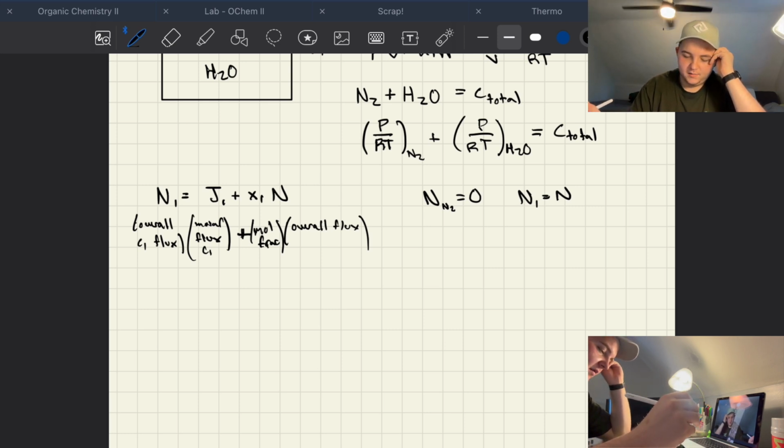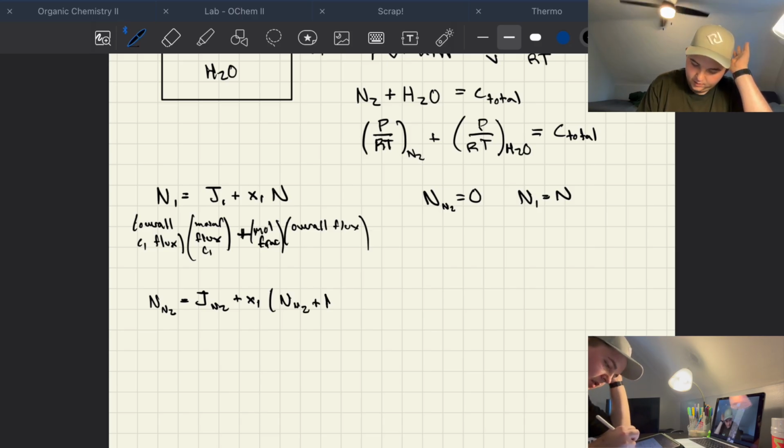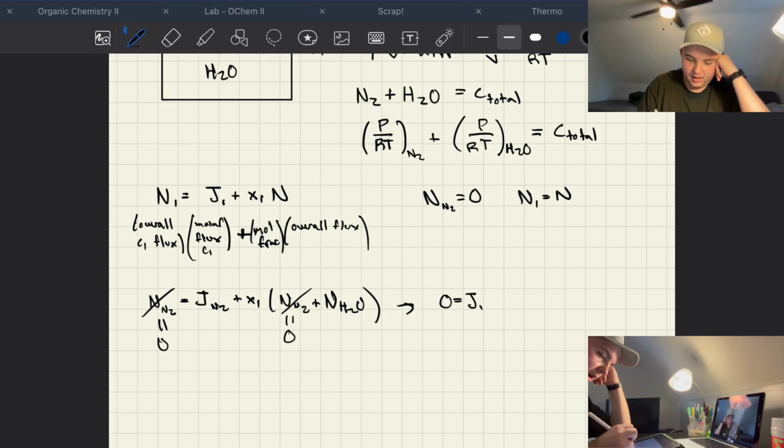Now we can plug into our equation, starting with our nitrogen. N2 is equal to J N2 plus x N2 times N, and N is N2 plus N H2O, which we already know. N2 is equal to 0, so we can cancel this out. Rewritten, we have 0 equal to J N2 plus x H2O times N H2O.